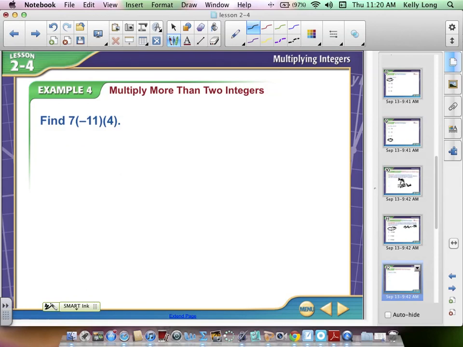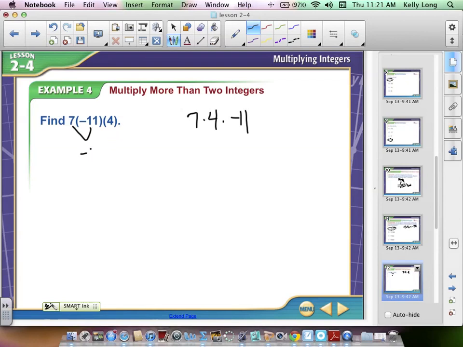Okay? All right. Multiplying more than two integers. What if I had 7 times negative 11 times 4? It's the same thing. You can change the order around because you know multiplication is commutative if you wanted to. You don't have to. I could rewrite this as 7 times 4 times negative 11 and work it that way, or you can work it like it's written. I'm going to work it like it's written just to show you, but again, it doesn't really matter because multiplication is commutative.